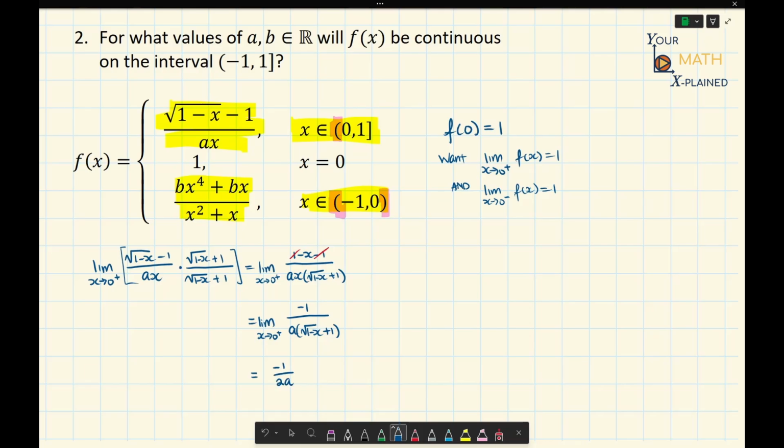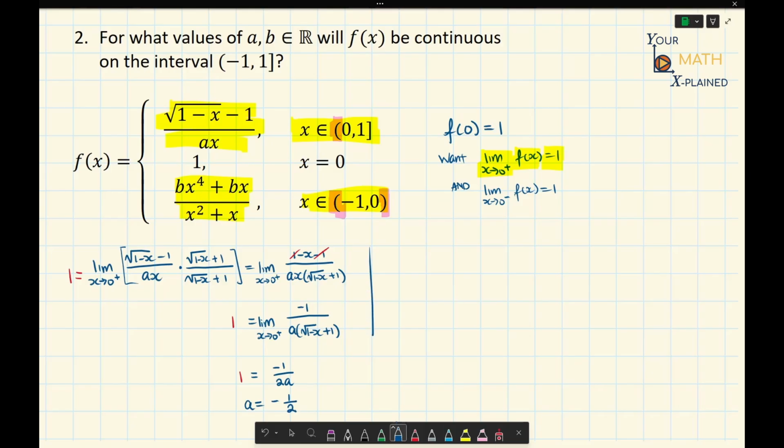And earlier we said that we wanted the limit as x approaches 0 from the right-hand side of our function to be equal to 1. So therefore, we want this value to be equal to 1. So now if we go ahead and isolate a, we get a is equal to negative 1 over 2.